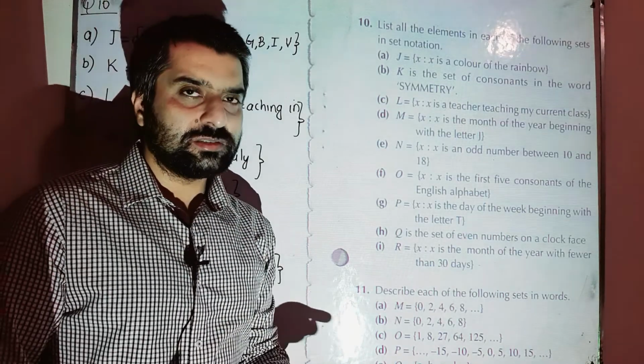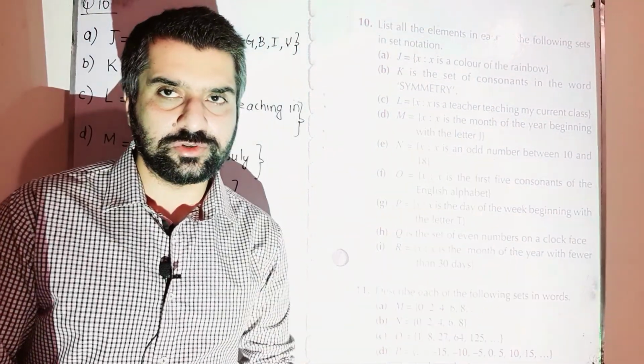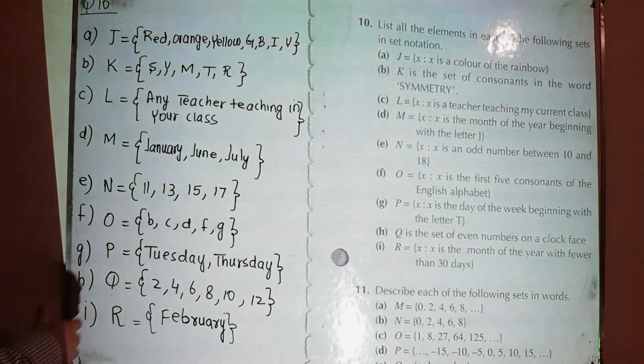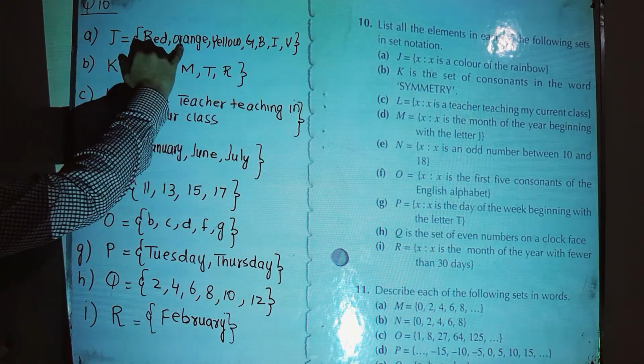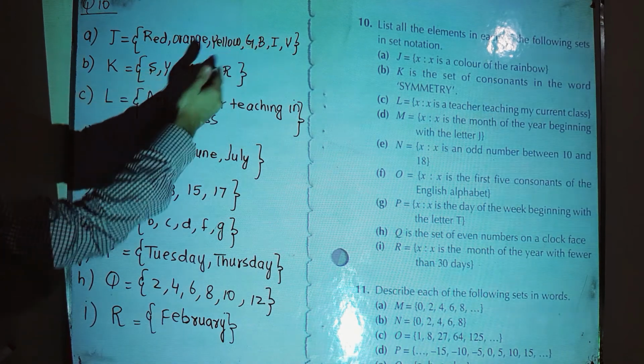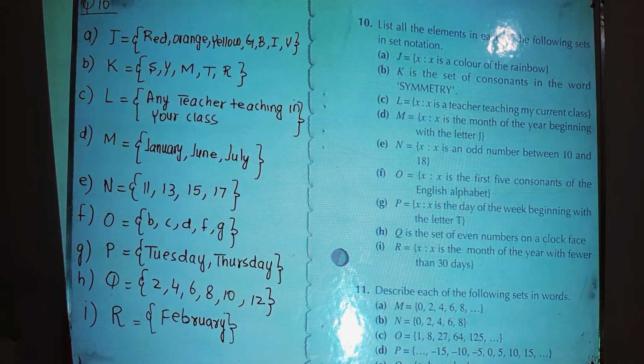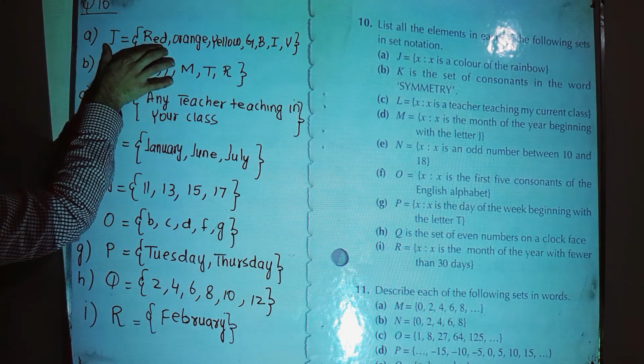Well, x represents any element of set J. So what are basically the colors in a rainbow? We have red, orange, yellow, G for green, B for blue, I for indigo, and V for violet. This is the answer for J in set notation.